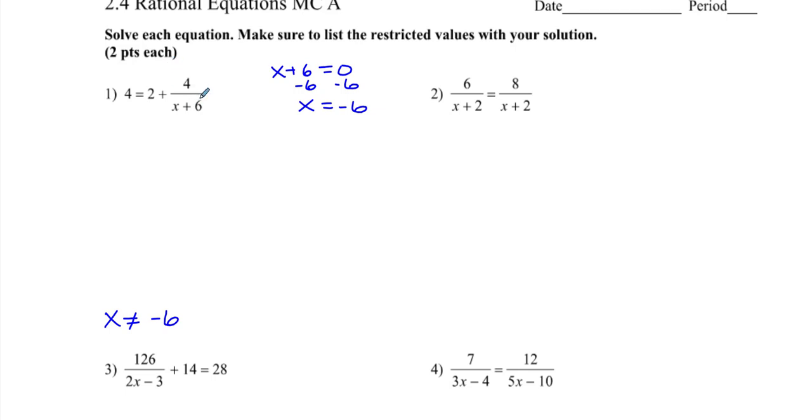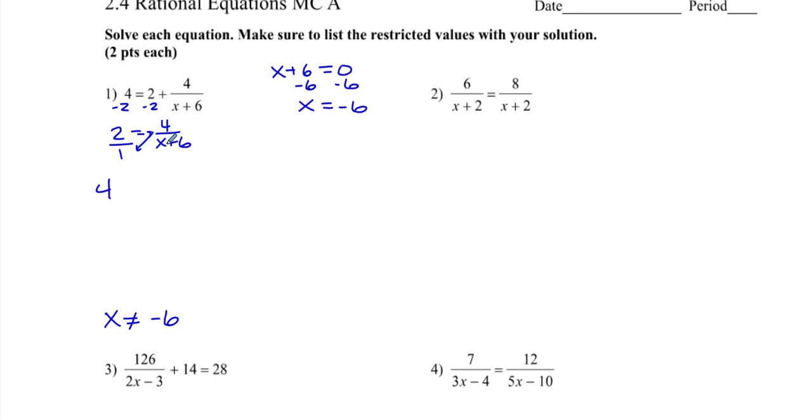Okay. Now we want to solve, but we got three terms. So just like we did before, we got to get rid of this 2. So we subtract the 2. Now we got 4 minus 2, which is 2 is equal to 4 over x plus 6. Okay. Now we can do our cross multiply. We have a fraction equal to a fraction. If it doesn't look like a fraction, turn it into 1 by putting it over 1. Okay, cross multiply. We got 4 times 1, which is 4.